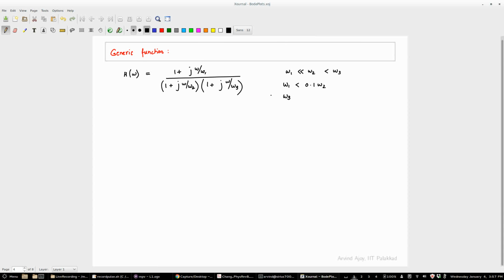And further, let me say that omega 1 is less than 0.1 omega 2, which effectively means that this is less than omega 2. And let me say that omega 3 is greater than 10 times omega 2, which means this is greater than omega 3.